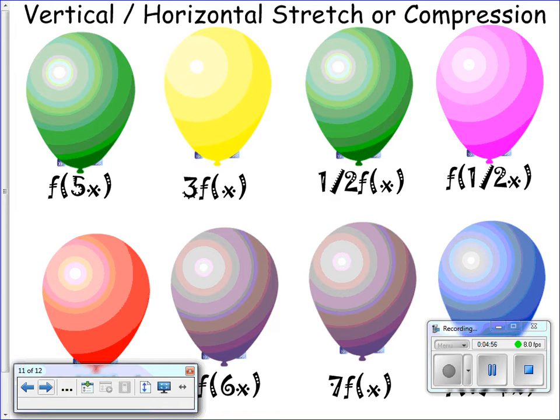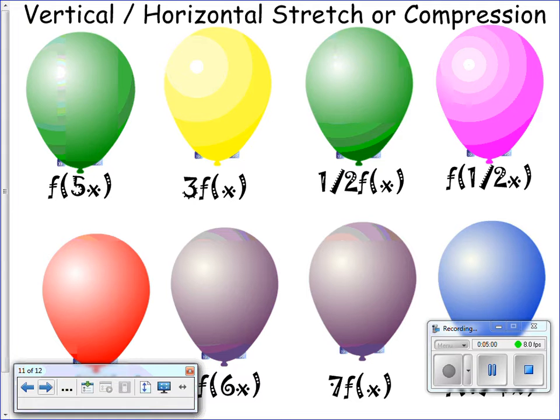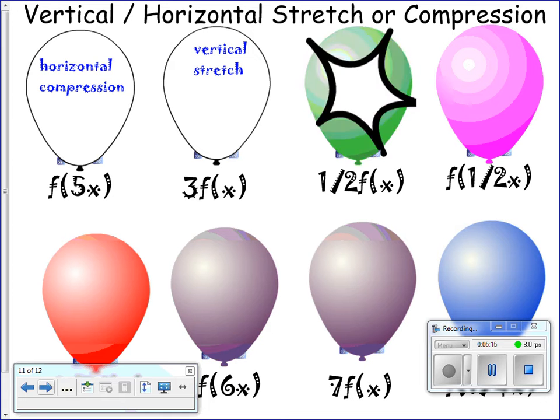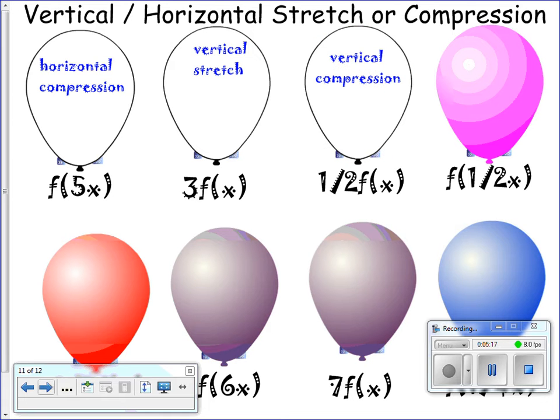So let's do a little practice. f of 5x. Vertical, horizontal, stretch, or compression. That one is a horizontal compression. 3 f of x, notice the 3 is on the outside, vertical stretch. 1/2 f of x, coefficient's on the outside, but it's a fraction. f of 1/2 x, inside, horizontal stretch.